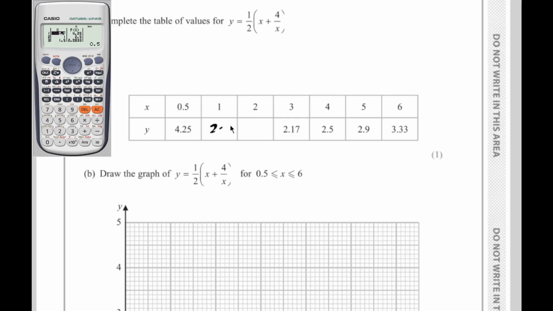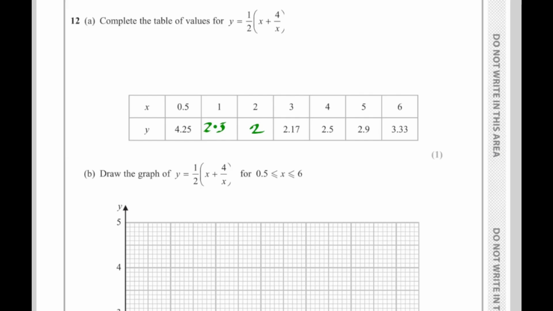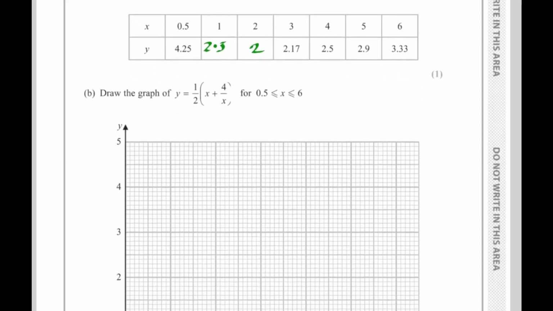2.5 here. Second one, 2. Let's input 2.5. The second value is 2. For that one, it is 2. Here the second value, if we go down, it is 2, 2. So we got both the 2 values. Now we're done with the table. Let's move on to the plotting part.